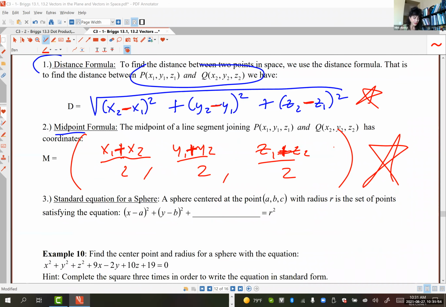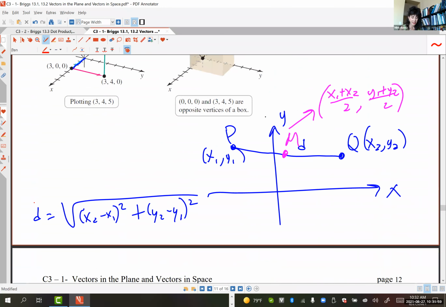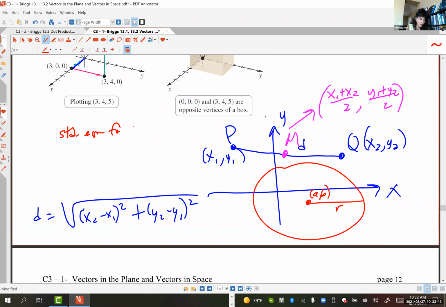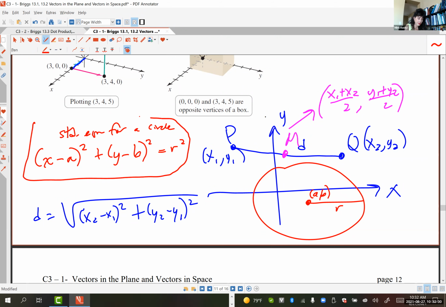What about the standard equation for a sphere? Well, let's do a circle first. That's the analog in 2D. When you did circles back in algebra class, your circle had some center point with coordinates a, b, and it had some radius r. And the standard equation for a circle looked like this. It was x minus the center point's x coordinate a squared plus the quantity y minus b squared equals radius squared. You may remember that from the bad old days.